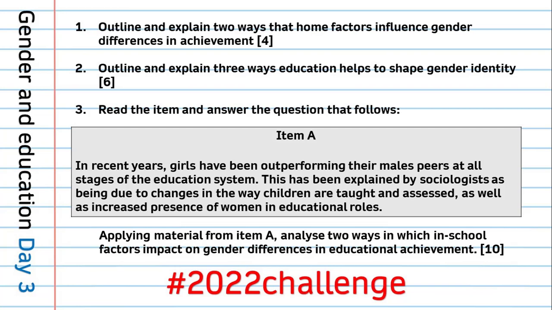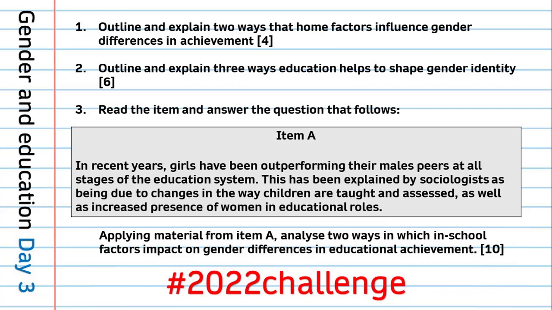So the first question was outline and explain 2 ways in which home factors influence gender differences in achievement. So that's 4 marks. Second one, outline and explain 3 ways education helps to shape gender identity. Gender identity is on the specification, so it's something that you may get asked. It's one of those things that you don't always realise that you're learning, but it is there.